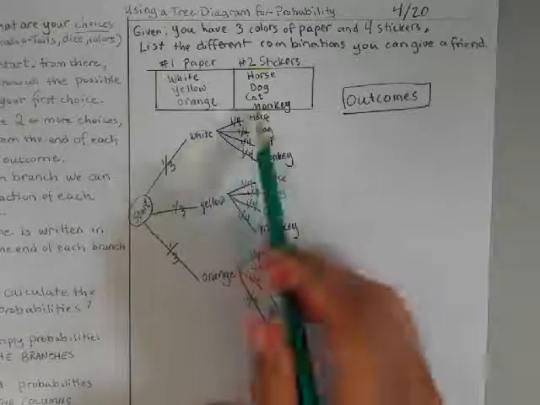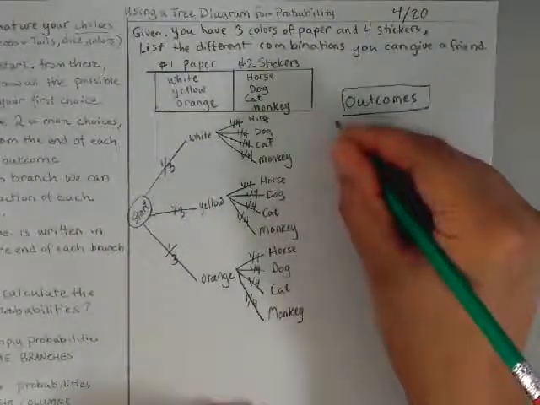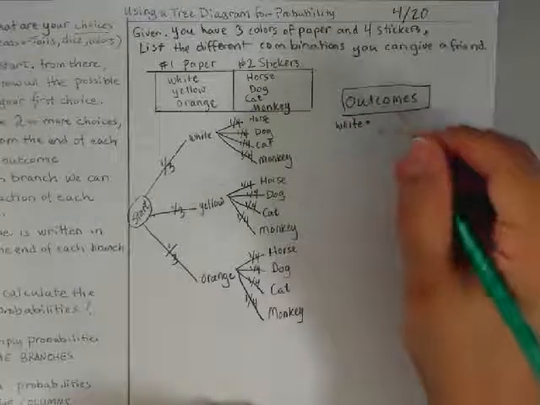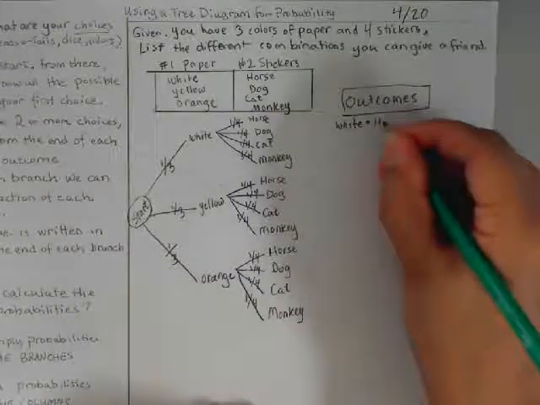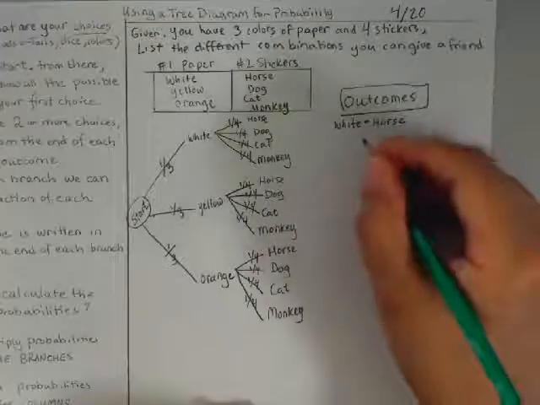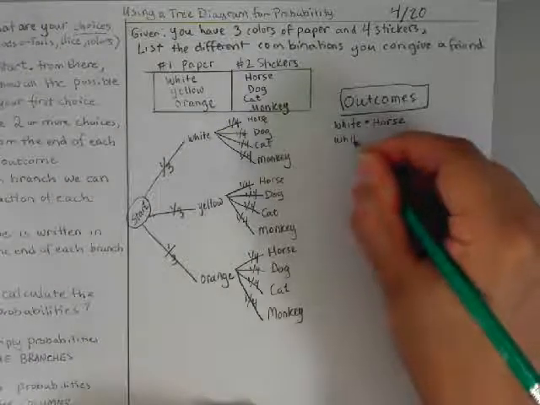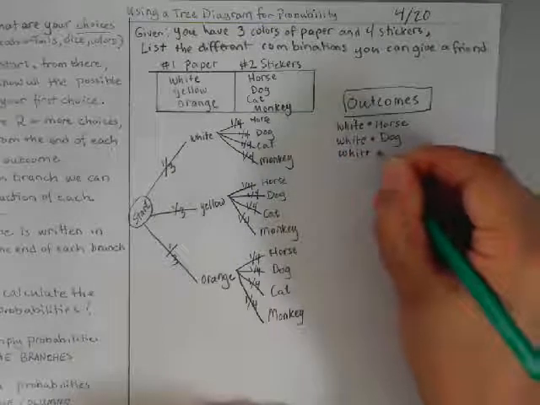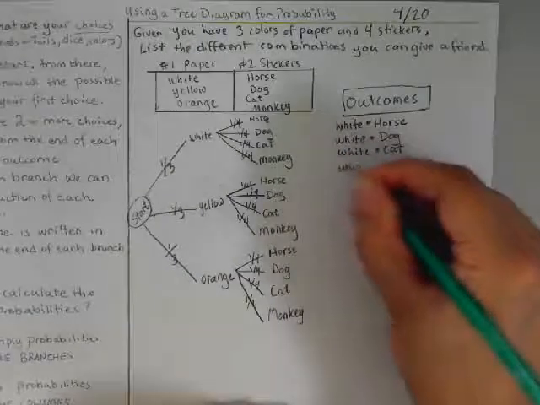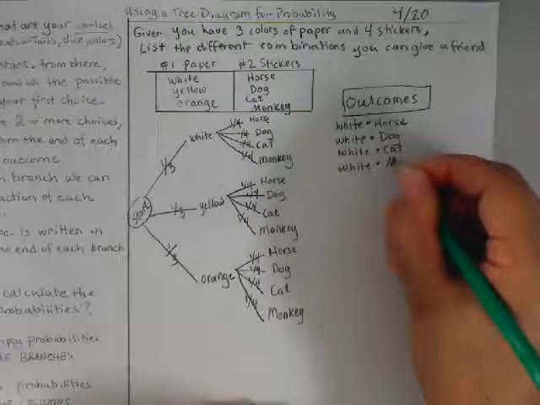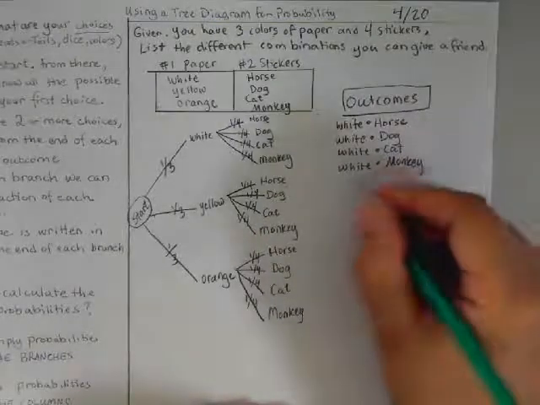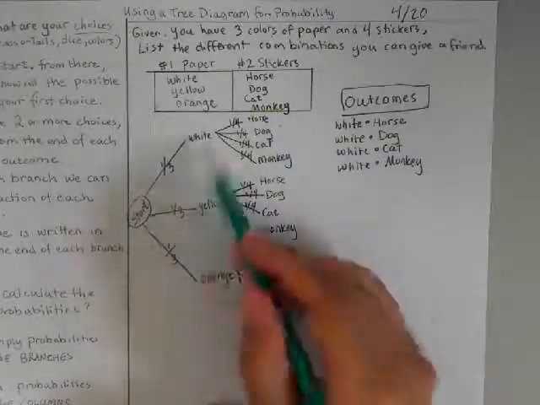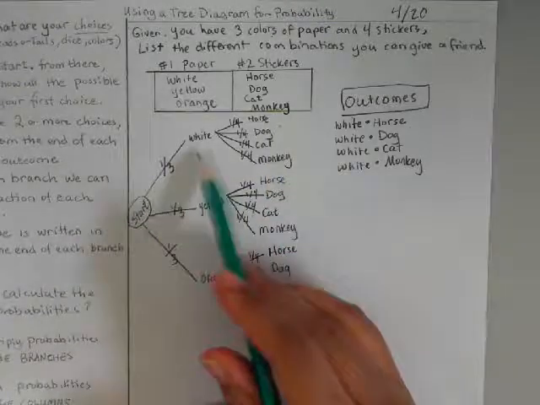We could get white combined with a horse, and we show that white, and I put the little circle for like multiplication, and that's going to make sense in just a moment. White and horse. Okay. I also have white and then dog. I have white and cat, and then I have white and monkey. Okay, we did you, and you. Now we're going to go back down, and we've exhausted all the white options.